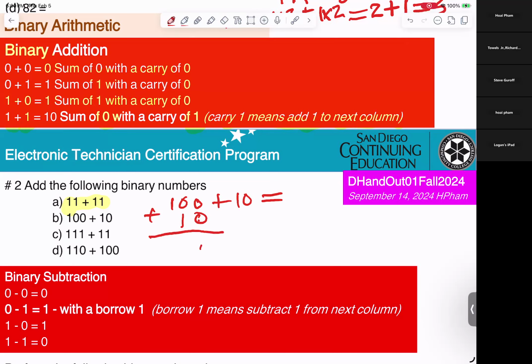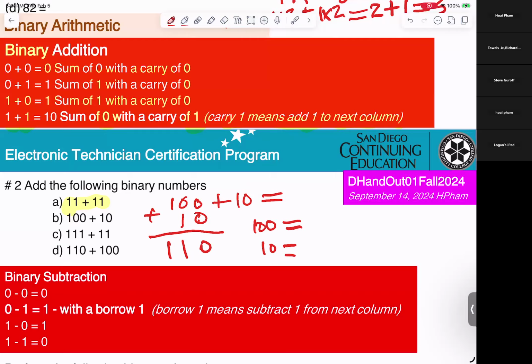Zero add zero, zero. Zero adding one is one. One down here. You get 110. So now try to see 100. What decimal? 10. What decimal?